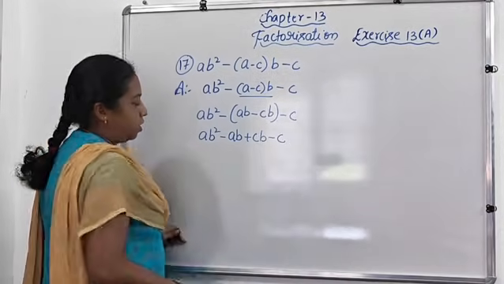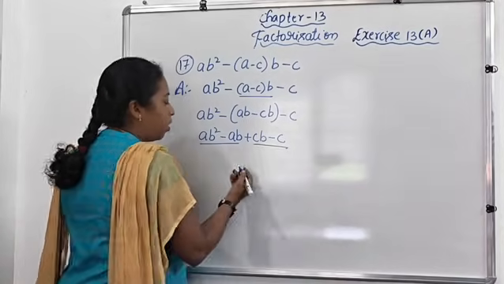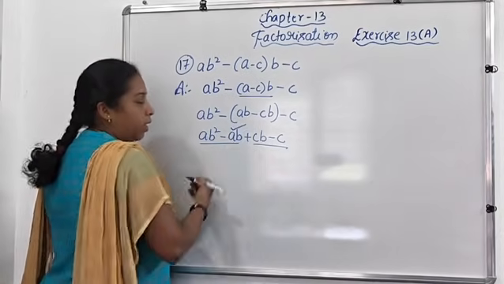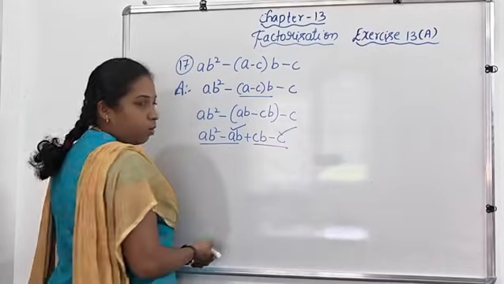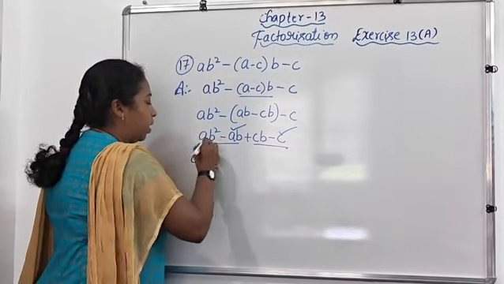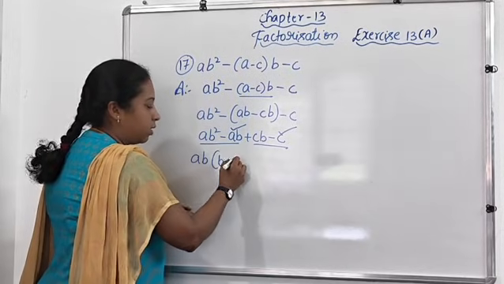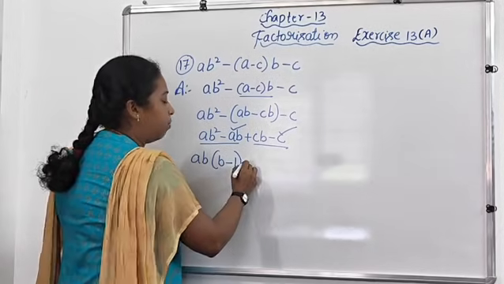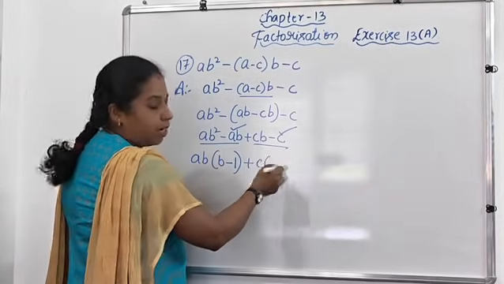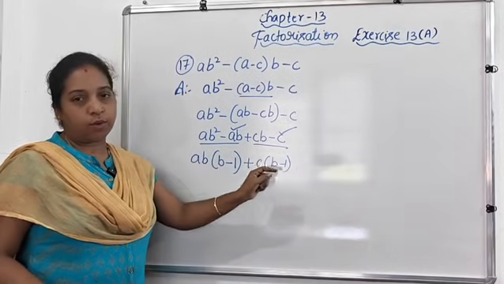So as usual, now let's go for pairing. After pairing, which are the common? ab, right? Here only c. Let's check out. Take ab as a common. Here remaining is b minus 1, because if nothing is left over, we have to write 1. Then plus, obviously what I told before, c as a common, then remaining is b minus 1.